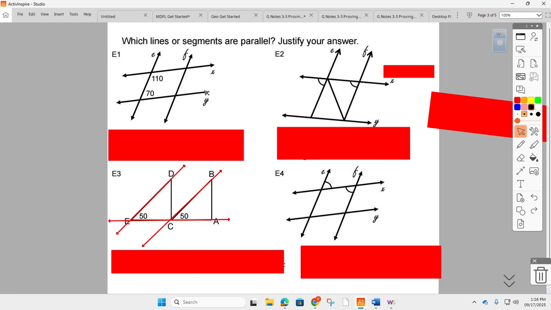So we want to know which lines and segments are parallel in each of these problems, right? We're only looking at X, Y, and E, so F is not going to be in our answer. We're not considering that at all. Now, how would we know that X and Y are parallel?